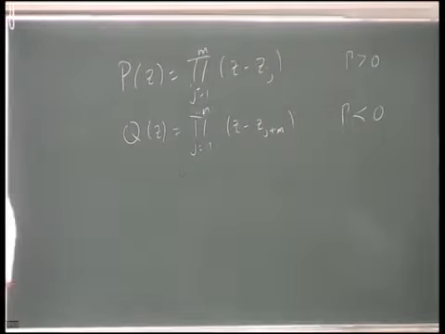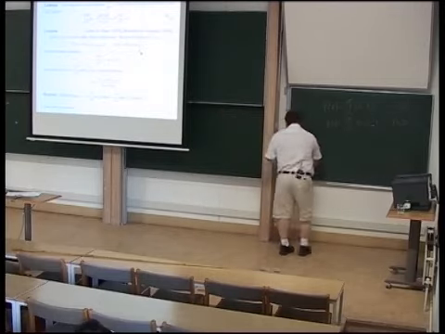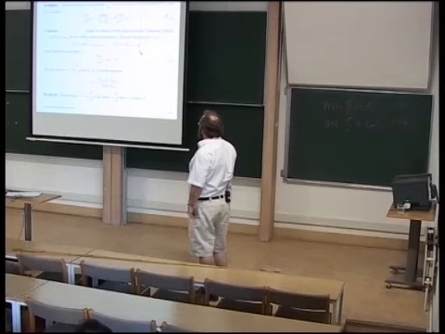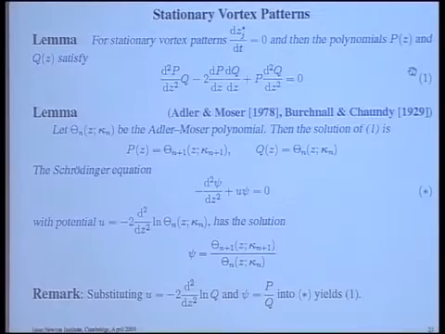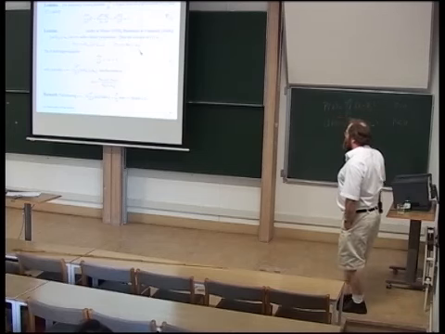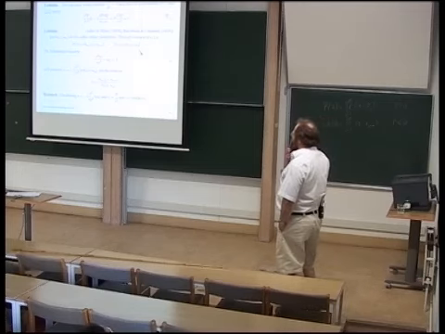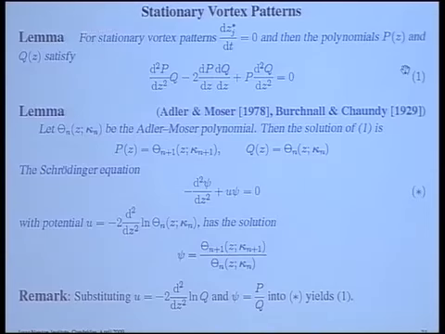And then what you can show is that necessarily P and Q have to satisfy this bilinear equation. It's quite an easy calculation to do. And then to link them to the Adler-Moser polynomials, if you take P and Q to be two successive Adler-Moser polynomials, then what was shown by Burchnall and Chaundy and later by Adler and Moser was that the solution of this equation is just given in terms of the Adler-Moser polynomials like that.